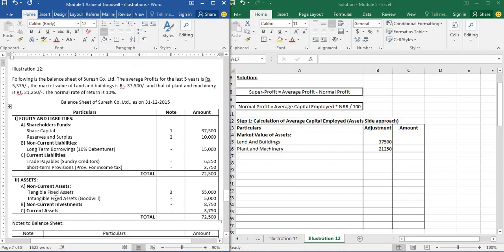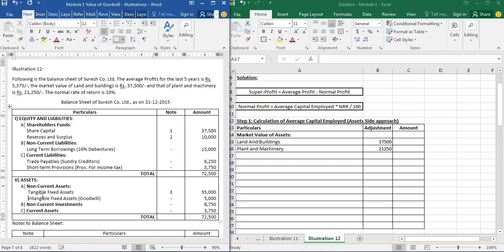The next asset that we have is intangible fixed assets. I have told it in the previous video clearly that we are not going to take goodwill and other fictitious assets, like fictitious assets, expenses, losses, anything. We are not going to take all of those. For example, preliminary expenses and losses, we are not going to consider them. So even here, we are not going to consider the value of goodwill.